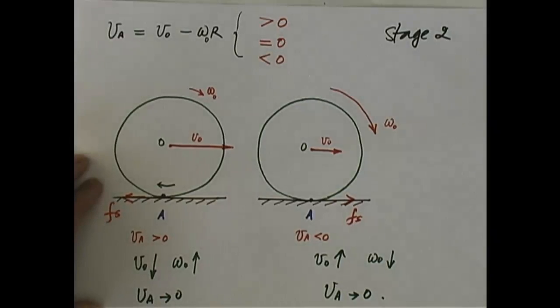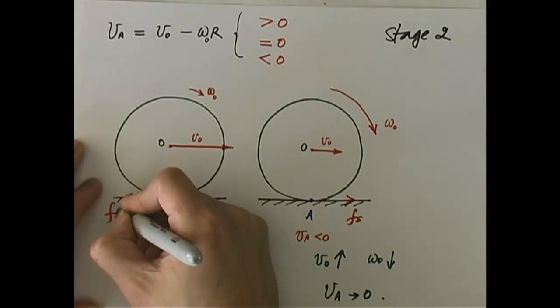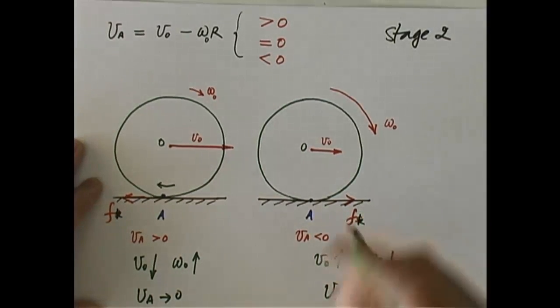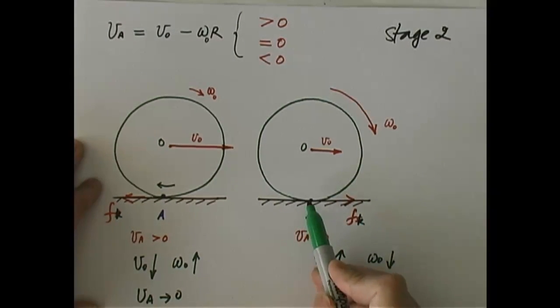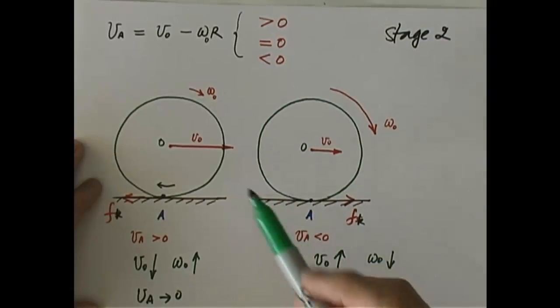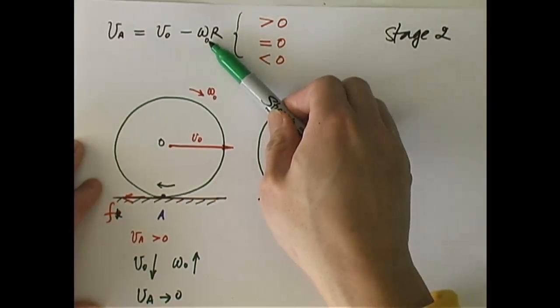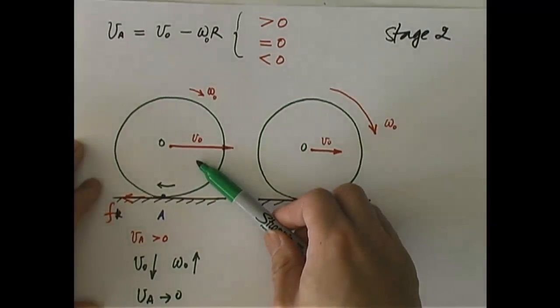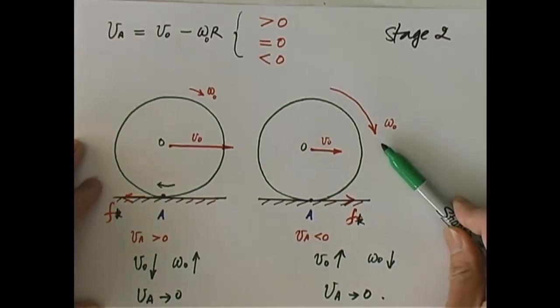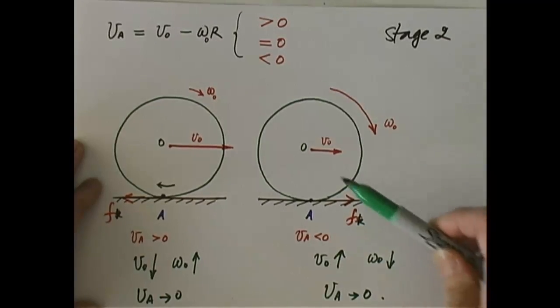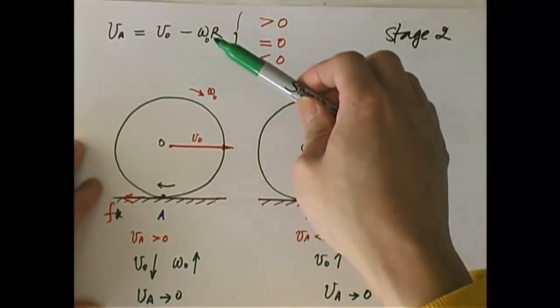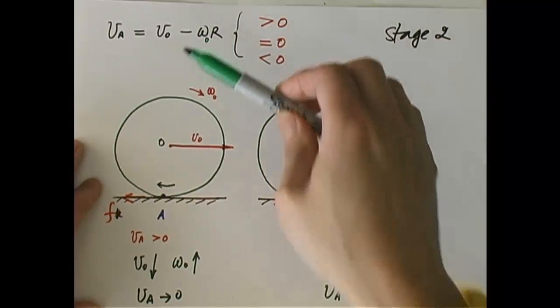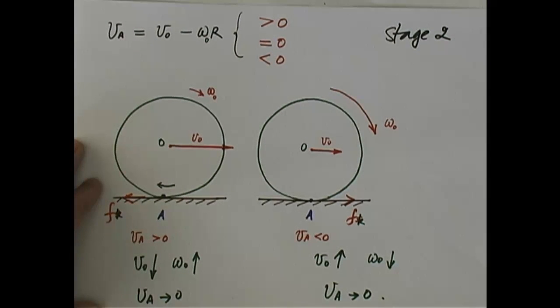So you see, automatically, there is a friction. I shouldn't call it static friction, by the way, I'm sorry. Kinetic friction, because there is sliding going on. Okay, there is a friction from the table. That friction adjusts the relationship between VO and omega O, so that whether you start with too much translational motion, like in this case, or too much rotation in that case, that friction automatically comes in to adjust translational and rotational motion for you, so that eventually you will reach pure rolling.